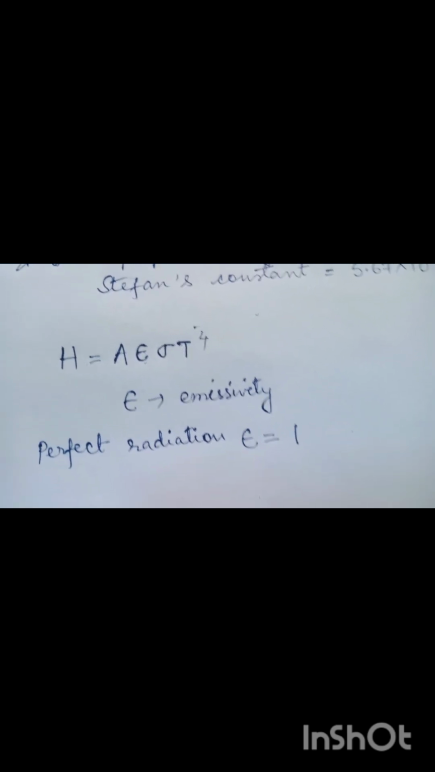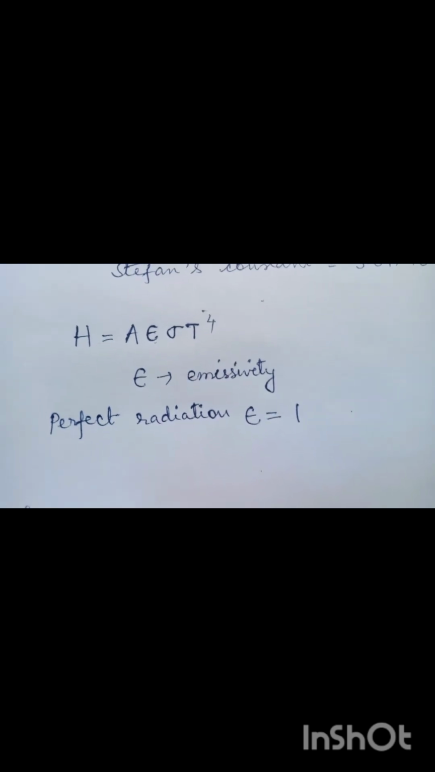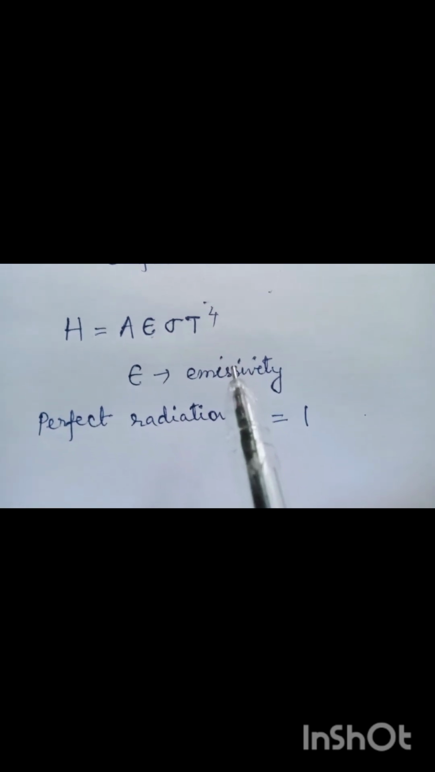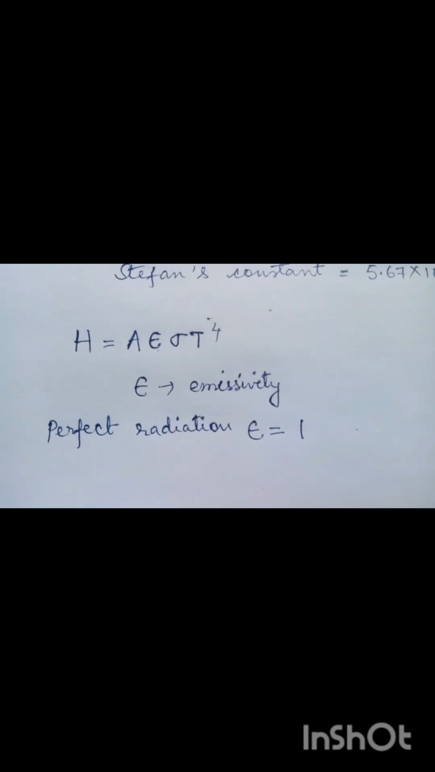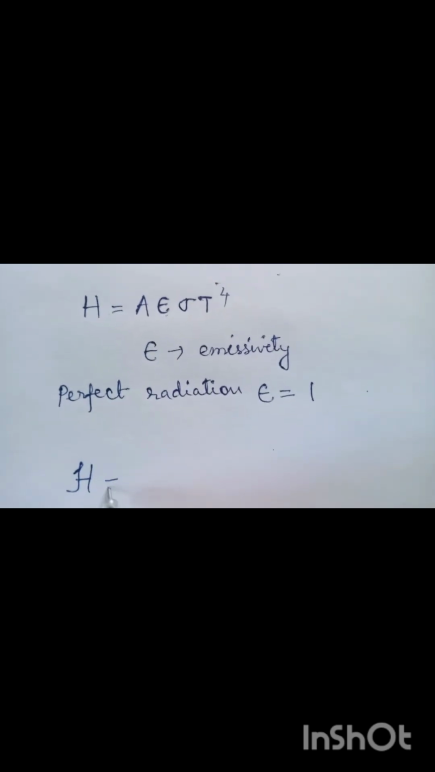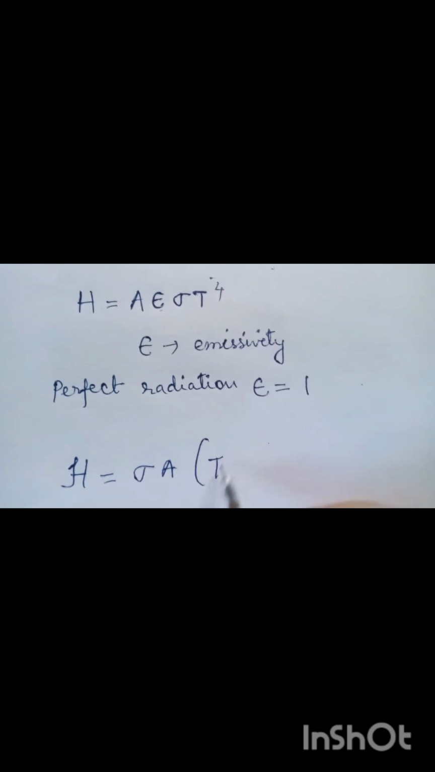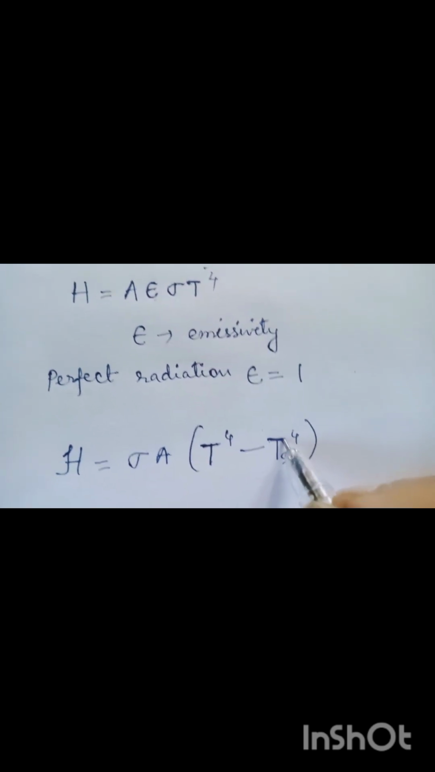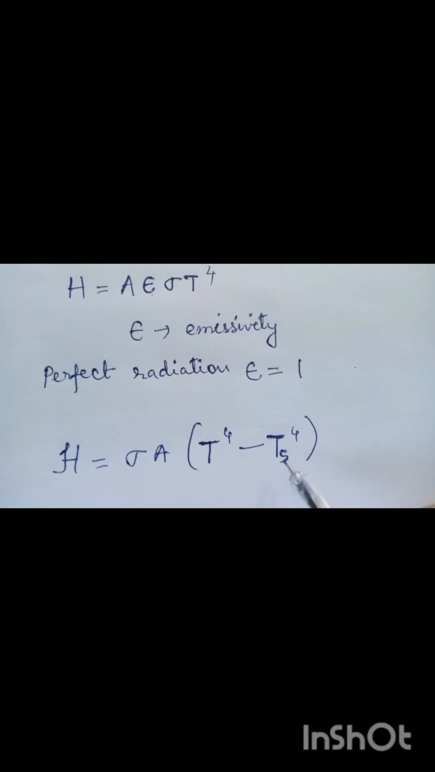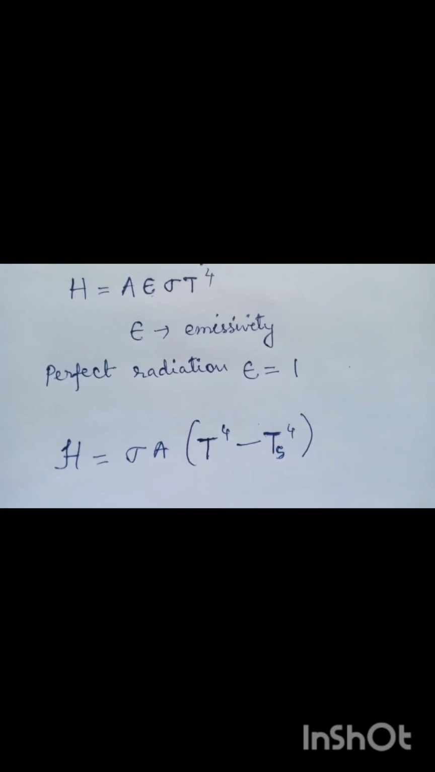So further, if a body is at temperature T and its surrounding is at Ts, then we can write the expression for a radiator as H equal to sigma A, T to the power 4 minus Ts to the power 4, where T is the temperature of the radiator or body and Ts is the surrounding temperature.